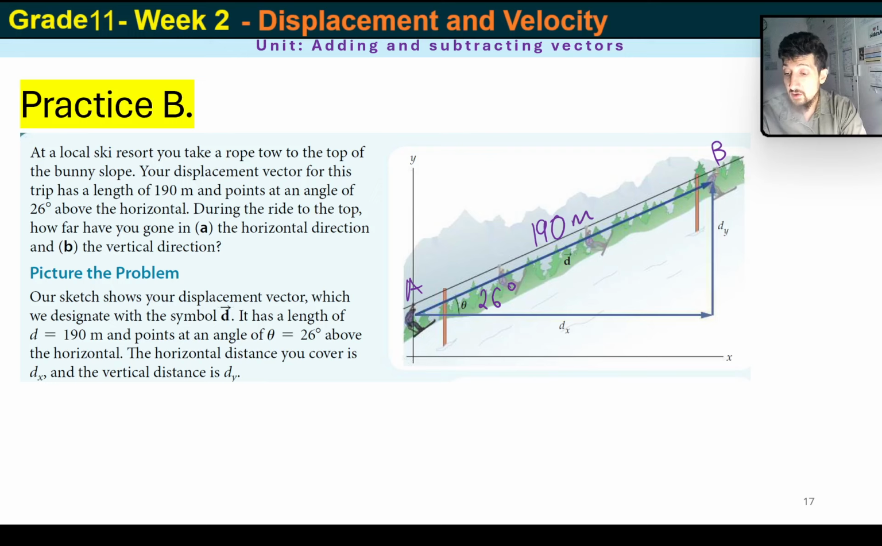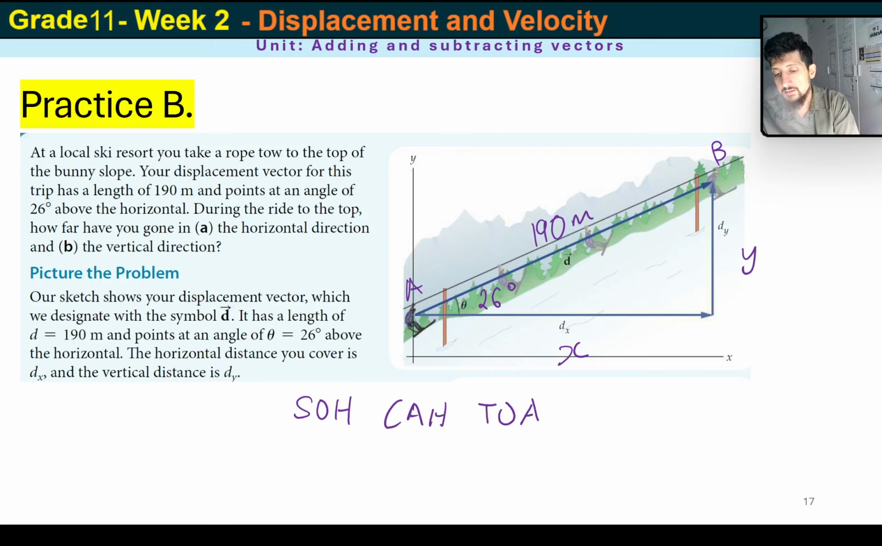During the ride to the top, how far have you gone in the horizontal direction and the vertical direction? So here's an example where they want you to work out the components. So this is the y component and this is the x component. How can I work it out? Well, if you remember from maths, we've got something called SOH CAH TOA. It sounds like Kung Fu Panda. Now, what do we have here? We've got the opposite of the angle, and we've got the adjacent. So we can use tan, if you want to.